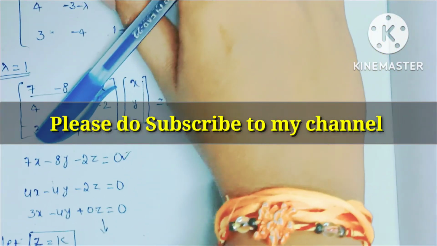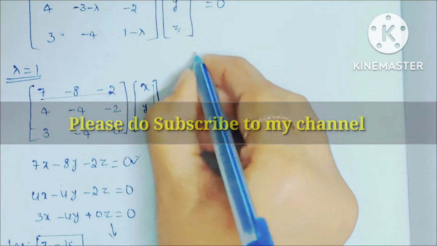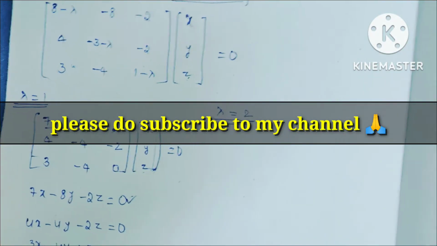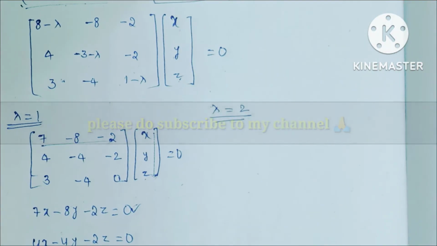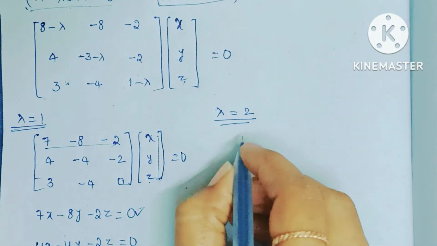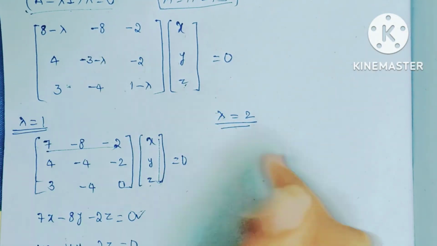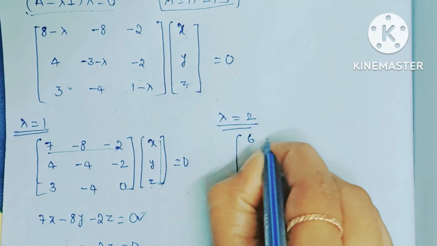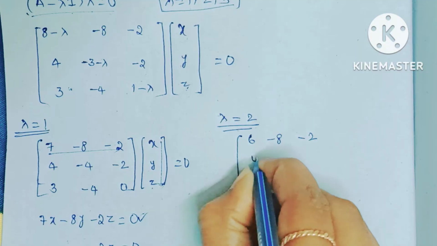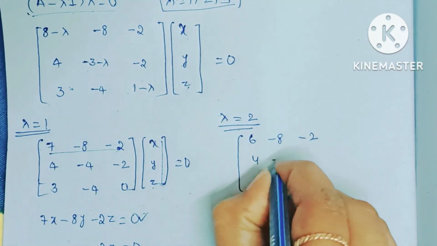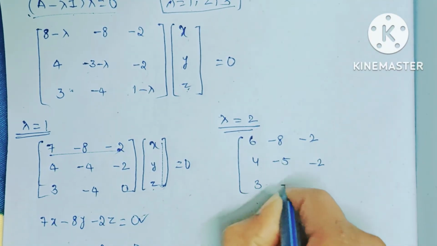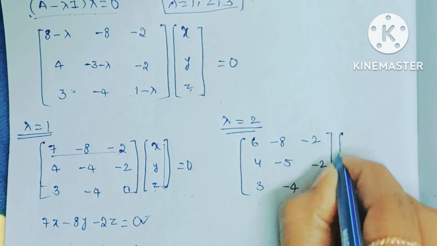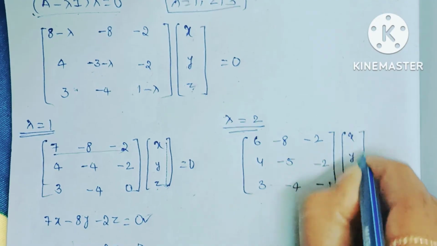So we will see it now. We are substituting lambda equal to 2 in this matrix. So we will get 8 minus 2, minus 8, 4. Here minus 3, minus 5 minus 2, 3, minus 4, 1 minus 2, minus 1, times x, y, z, which is equal to 0.